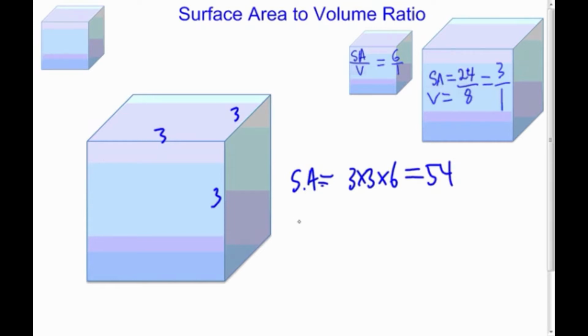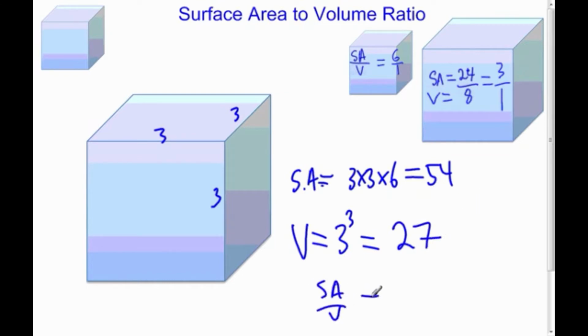Our volume is, again, 3 times 3 times 3, so it's 3 cubed, length times width times height. 3 times 3 is 9. And 9 times 3 is 27. So now we have our new ratio of surface area over volume is equal to 54 over 27.